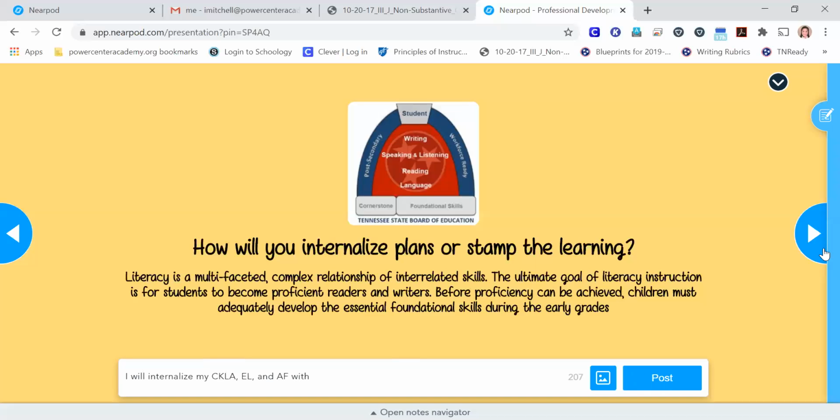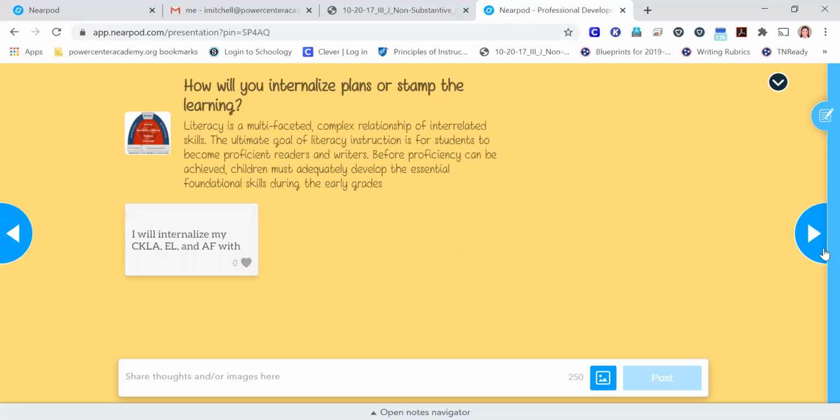I will internalize my CKLA, EL, and AF by providing my students, based on data, additional gaming, songs, nursery rhymes, tricky words, syllable practice, blending practice, categorizing practice, chaining, while making the learning fun. And for intermediate, I'm going to do the same for engagement, but also creating text sets that would be auxiliary to EL and AF. Great.